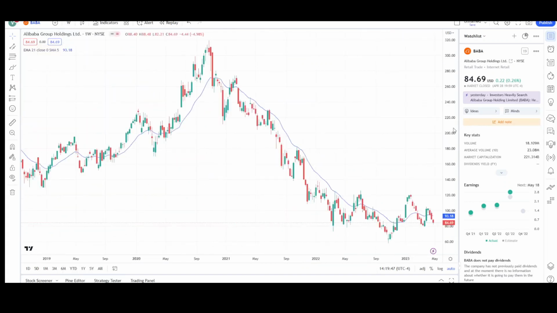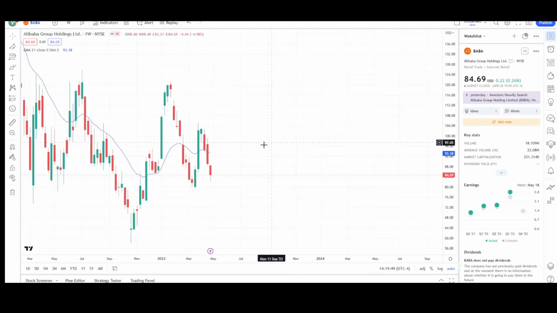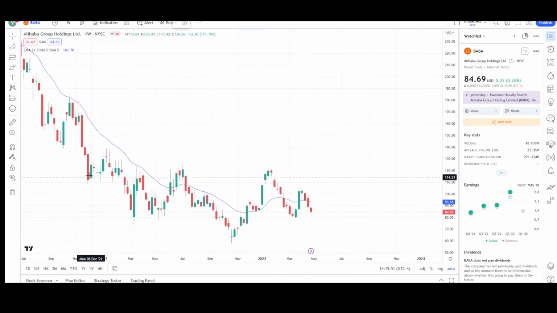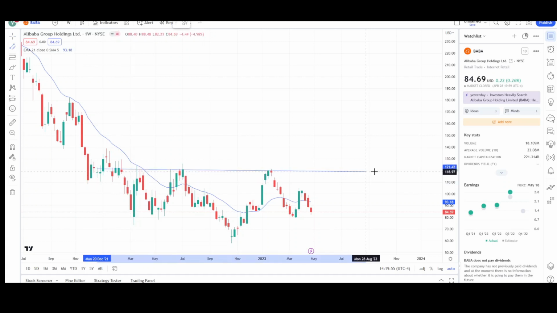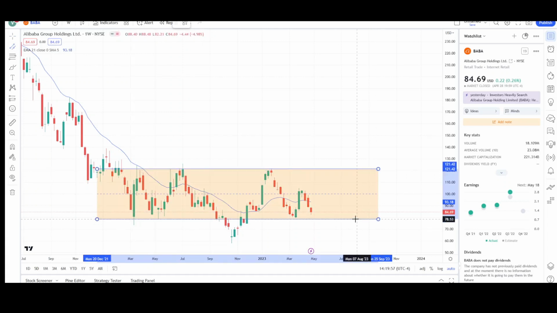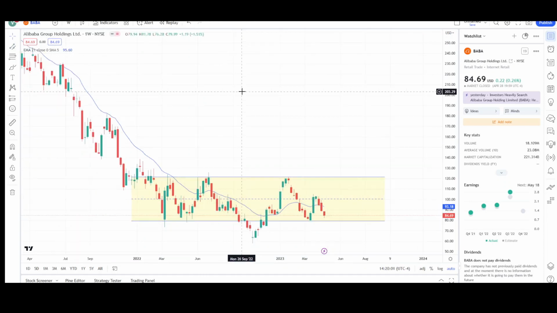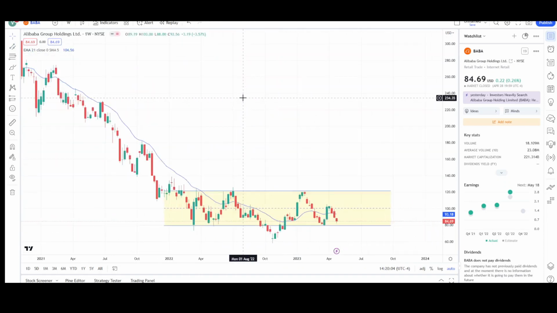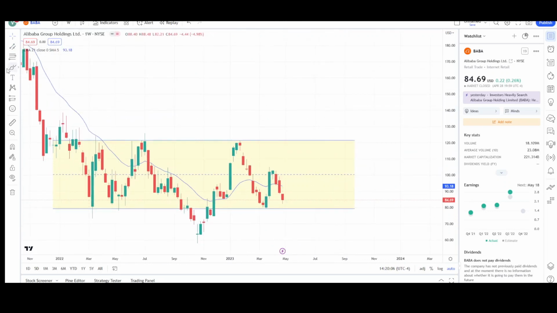Let's take a look at the weekly chart. On the weekly chart, you can clearly see the ranging pattern. It pretty much started back here in March of last year. Again, a lot of Chinese stocks are just pretty much dead right now, but eventually times will change and maybe these will be in a bubble once again. So here's the weekly chart.